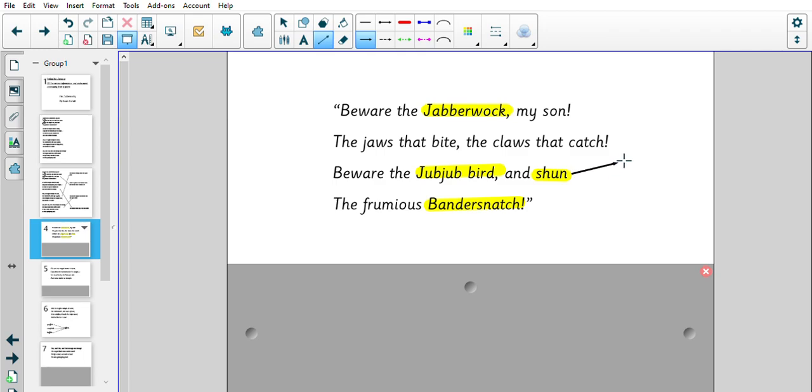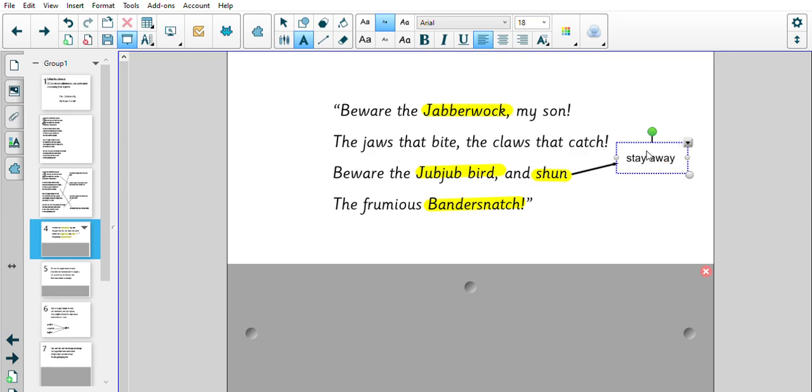So what I'm going to do is I'm going to just make a little note at the side so that I remember that the word shun means stay away from. Okay, and if you'd like to do that on your notes, you can do that at any point as we're going through. Now then, the last word is really very strange.